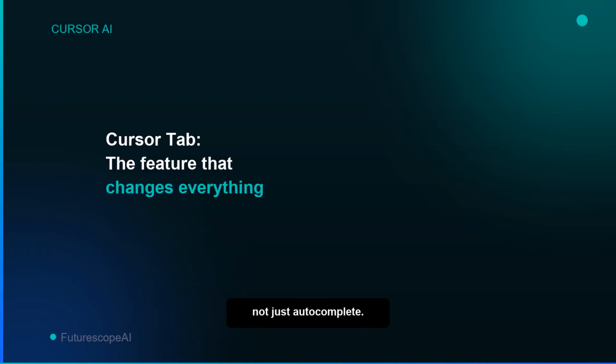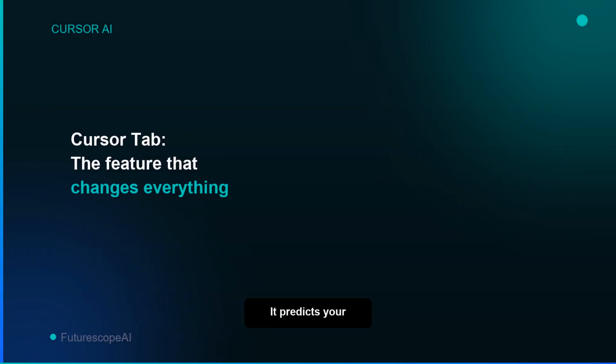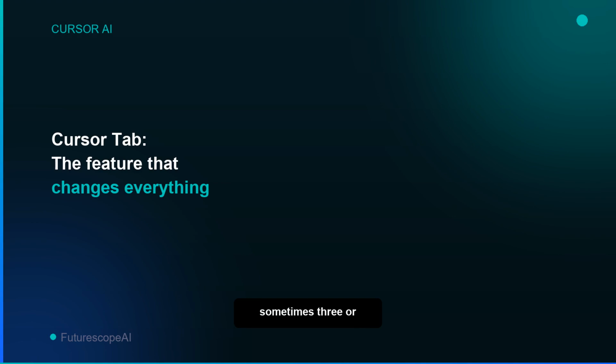Cursor Tab is not just autocomplete. It predicts your next edit, sometimes 3 or 4 moves ahead. You rename a variable, Tab predicts every other place it needs to change. You refactor a function, Tab predicts the follow-on edits across the file. After 1 week of using Tab you genuinely cannot go back to coding without it.